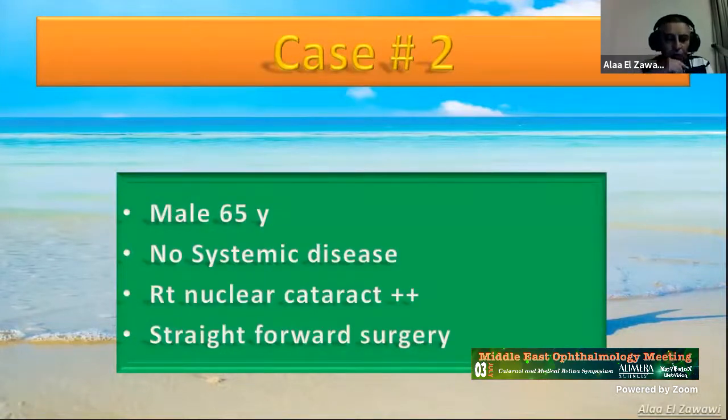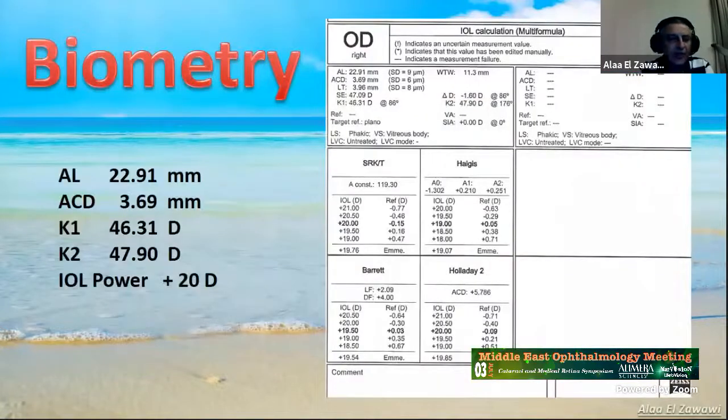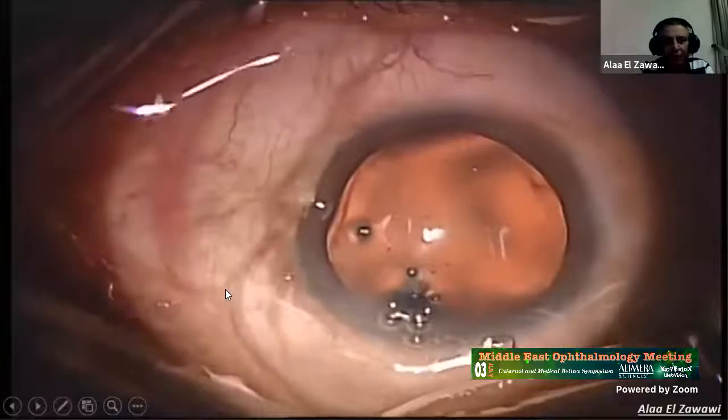Male, 65 years old, no systemic disease, right nuclear cataract 2+, straightforward surgery. And sometimes we have such cases as a routine. The axial length 22.9, anterior chamber very nice 3.6, and the keratometry is somewhat steep, but it's okay, and the IOL power 20, and there is nothing wrong.